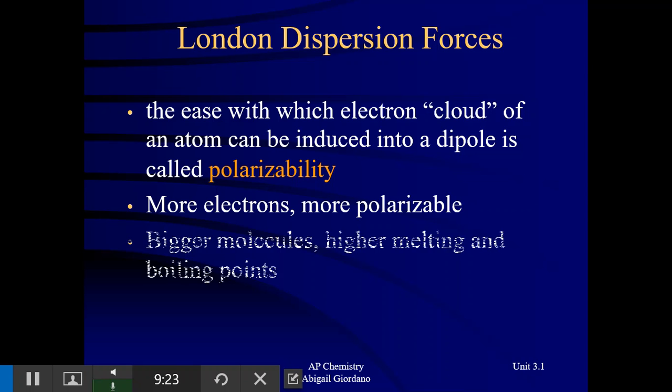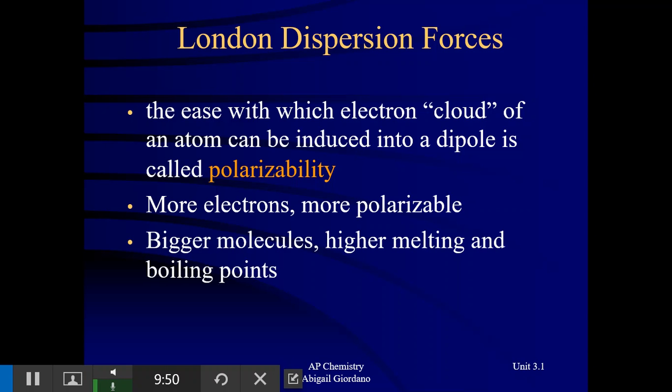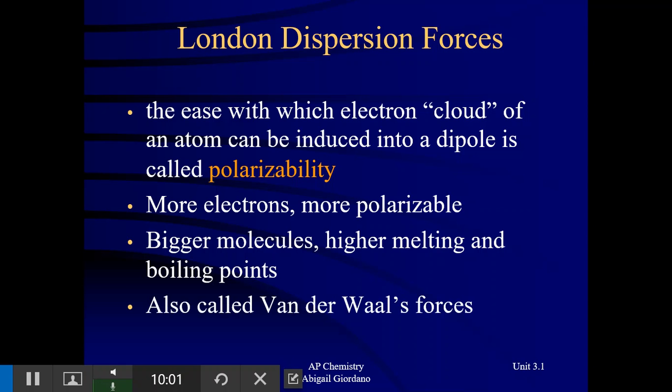So what that's going to lead to, if you have, let me actually back up for a second. If a molecule is more polarizable, it's still only going to have London dispersion forces, but those London dispersion forces might just be a little bit stronger than a molecule that is smaller and has fewer electrons. We're going to look at an example in a minute. So bigger molecules have more electrons, and we're going to talk in a minute about how that links to melting and boiling points.